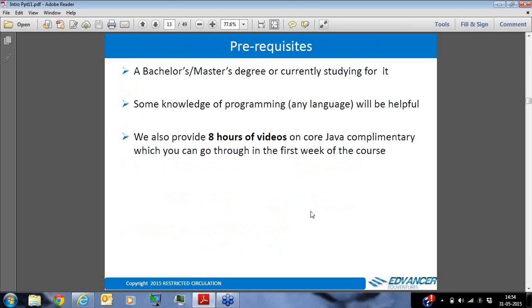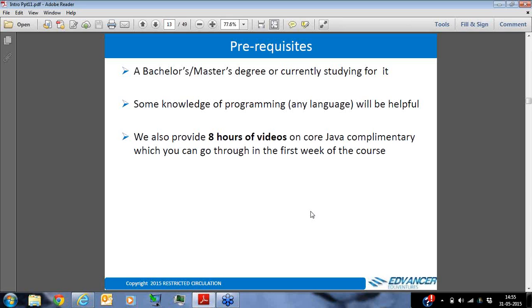So what are the prerequisites of doing this course? Well, what you require is a bachelor's or master's degree, or currently you should be studying for it. What would be most helpful is if you have a knowledge of programming in any kind of language. If you have that knowledge of programming, you will be far more comfortable in this course and in the field of Hadoop. And what we do is we also provide you 8 hours of videos on core Java complementary, which you can go through in the first week of the course if you do not really know Java.